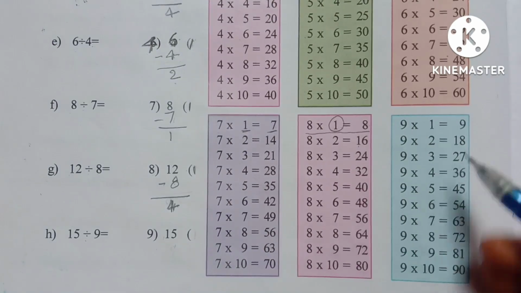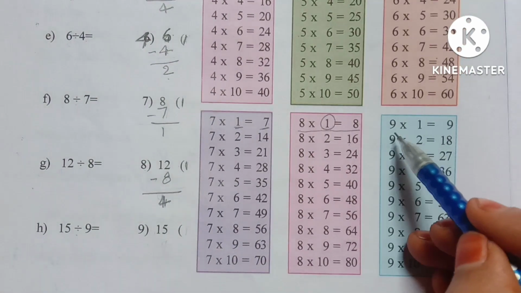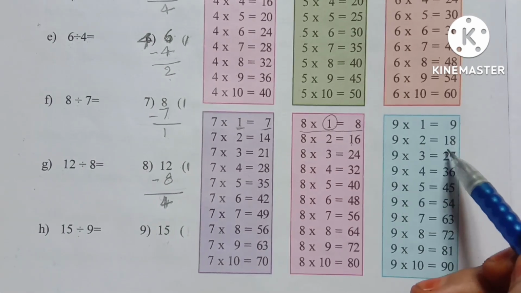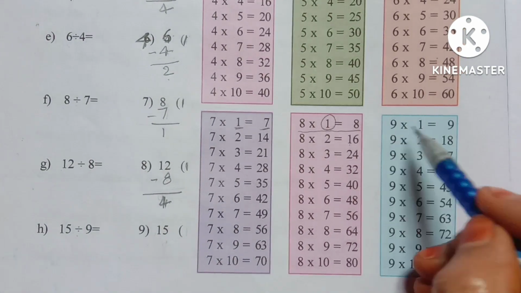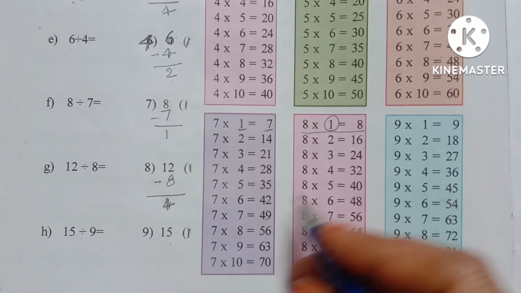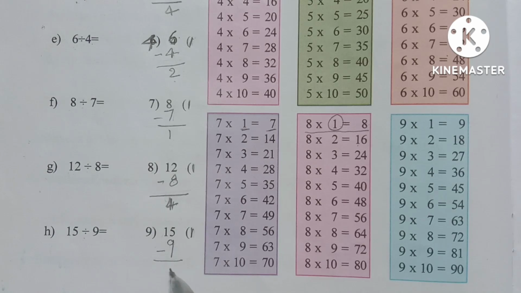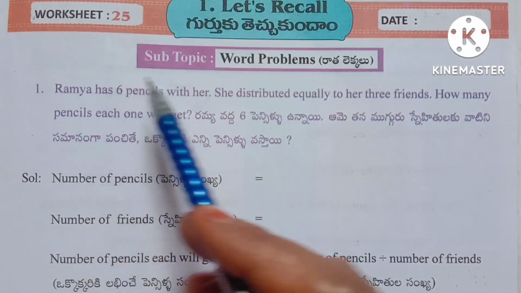We have to observe the 9 table till we get the number 15. Here 9 ones are 9, 9 twos are 18. If we take 9 twos are 18, it is bigger than 15. So we have to take only 9 ones are 9. So write 1 in the quotient's place and write 9 under 15. Then subtract 9 from 15, we get 6. This is the remainder.